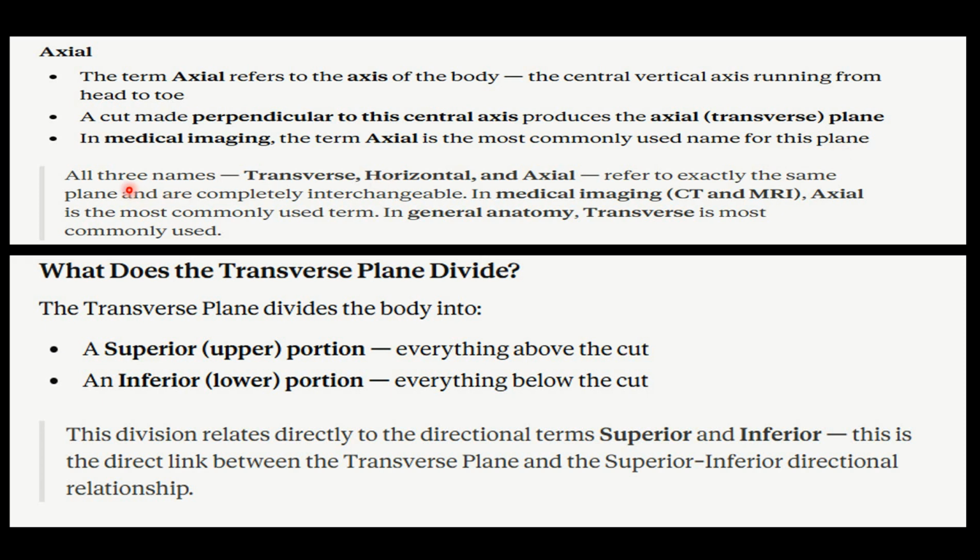Now you can say that all three names, transverse, horizontal, axial, refer to exactly the same plane and are completely interchangeable. In medical imaging, CT, MRI, axial is the most commonly used term. In general anatomy, transverse is the most commonly used term. So sometimes in interviews they might ask you, are there three different types of planes? No, they are not different types of planes. They are all the same and can be used interchangeably. But in medical imaging, mostly people use the term axial, and in general anatomy, transverse is most commonly used.